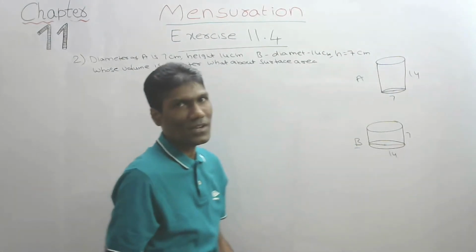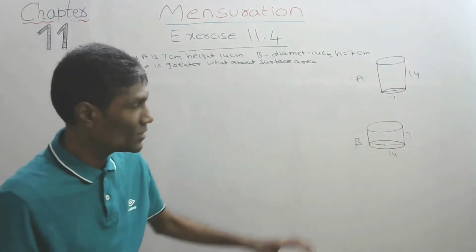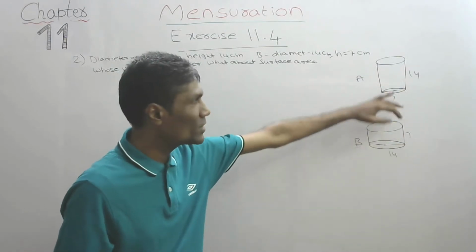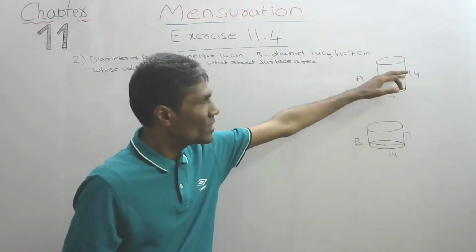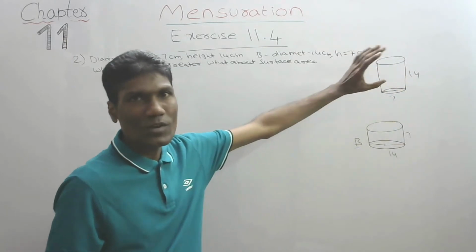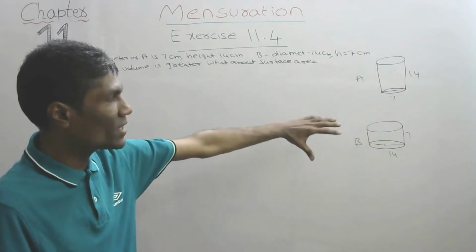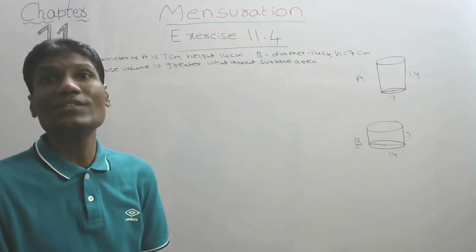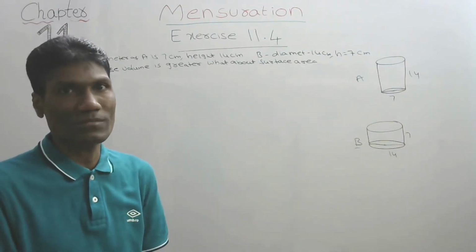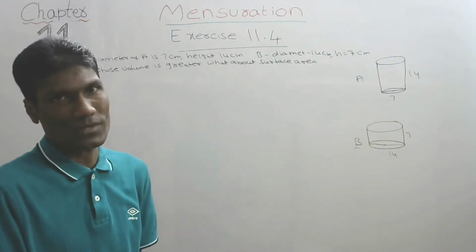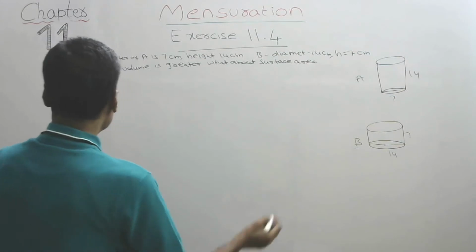Generally by seeing, what we feel is that the values are just interchanged, so we may feel that volume and surface areas may be the same. It may be the same. But are they really the same? Let us do it and find out. Come on, start. First one.